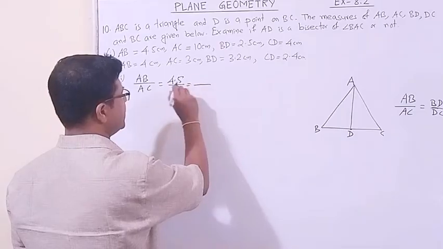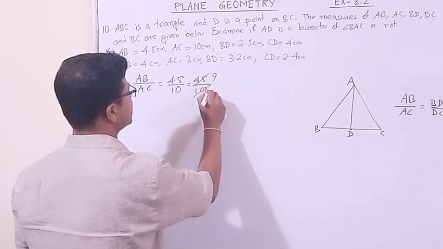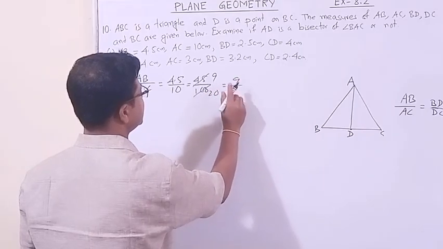Let us multiply by 10 to remove this decimal. This is 45 by 100. Let us cancel by 5. 5 9s are 45, 5 20s are 100. That is 9 by 20.